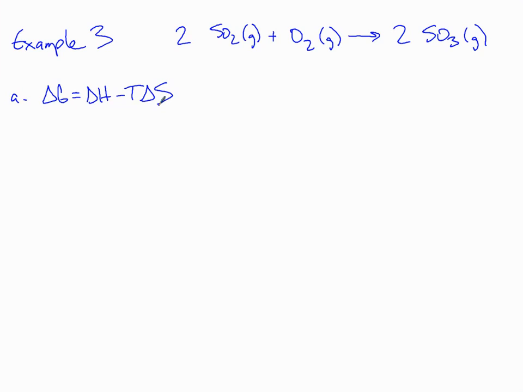It gives us some values. It says delta H equals negative 198 kilojoules per mole. And I'm going to keep my units in here just so we can be careful until you get the hang of it at the very least. Minus, and the temperature was 25 degrees Celsius. It needs to be in Kelvin. 298.